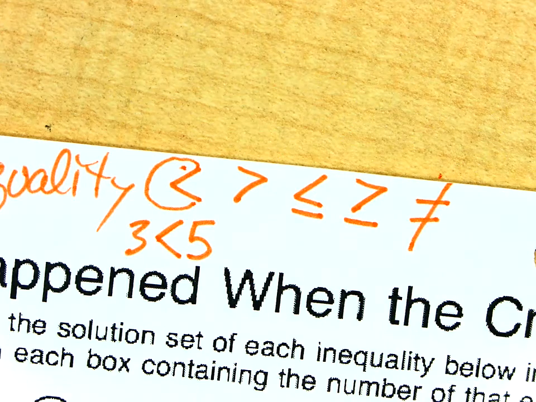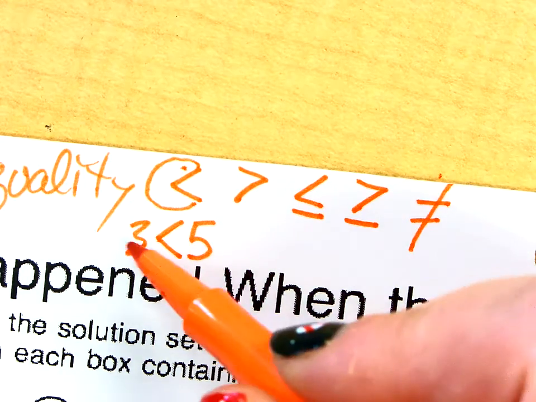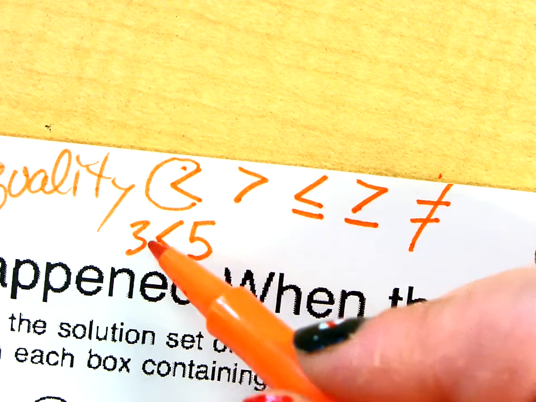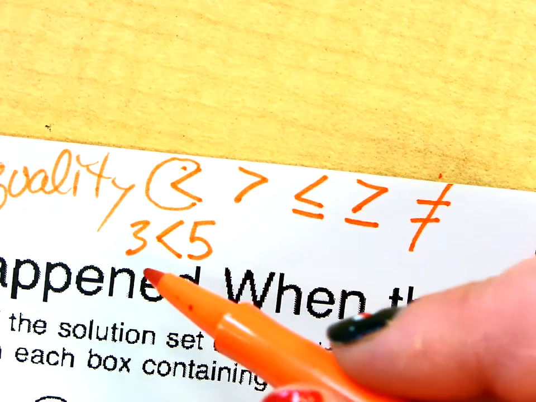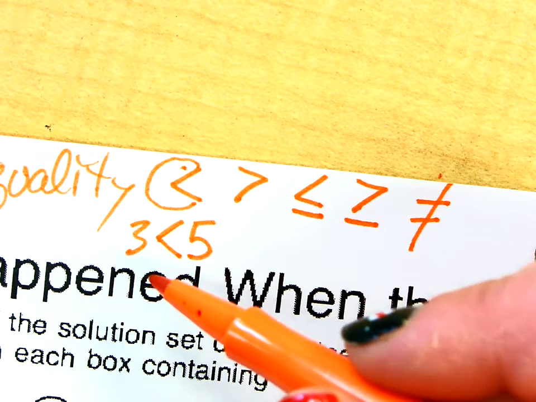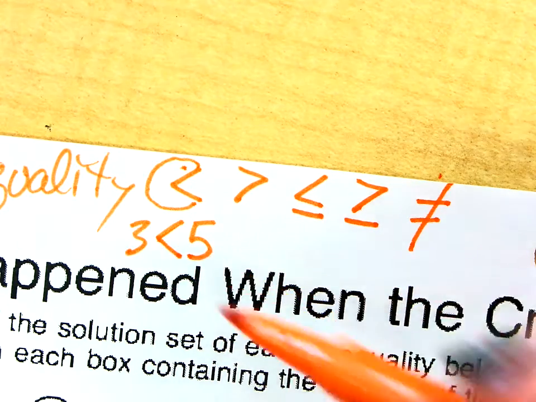Maybe you learned it as alligator, Pac-Man, I don't know. Usually the mouth is just going to eat the bigger number. So if you read this out loud, it would be 3 is less than 5, right?